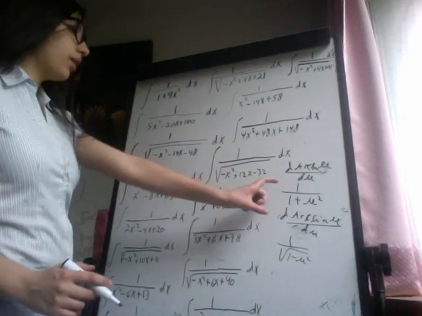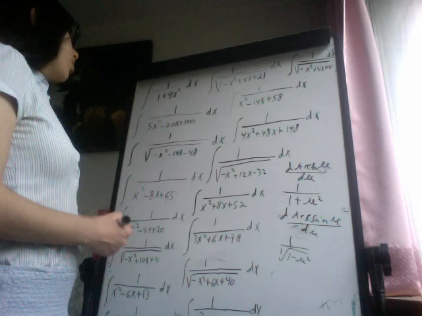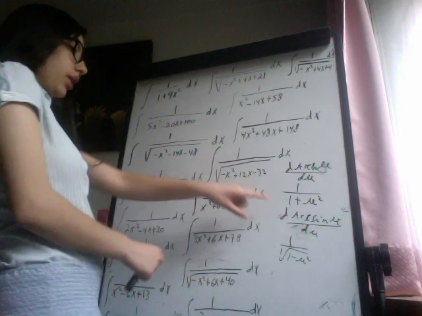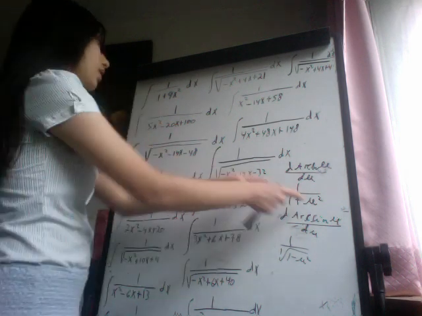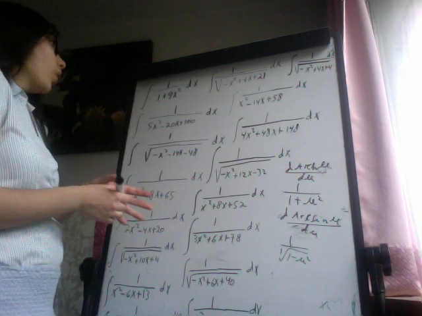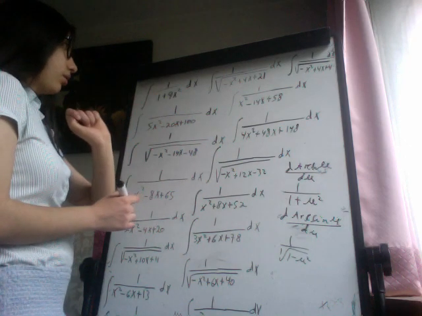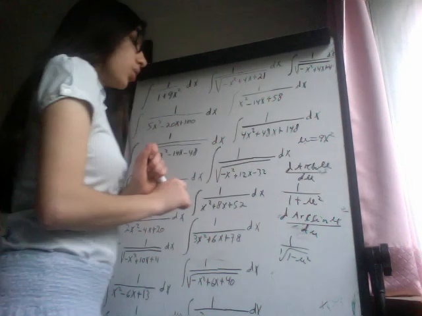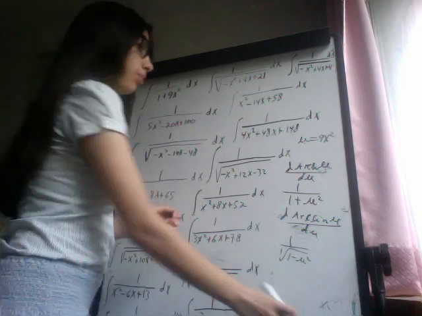So we need to find this appearance in the integrals. The first one is the easiest one. Here we look at it: it has the appearance of the derivative of arctangent u. In this case, u is 9x squared. So if u is 9x squared, what would be the derivative of arctangent of 9x squared?